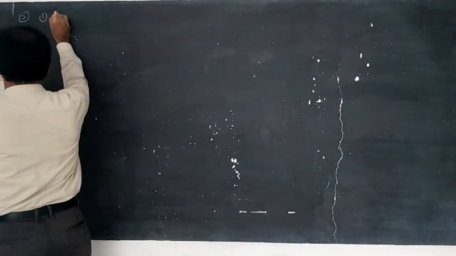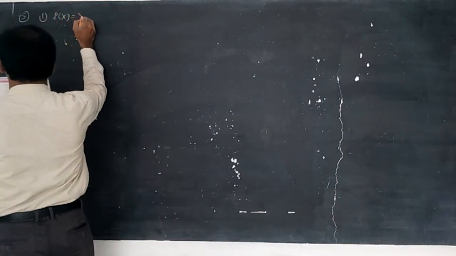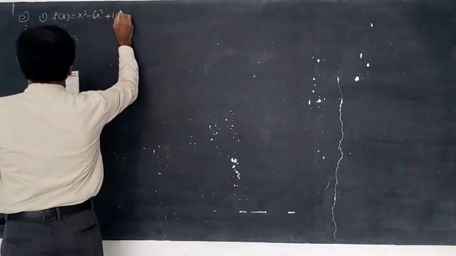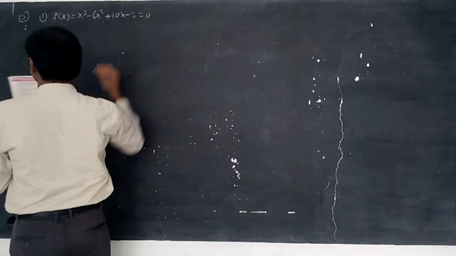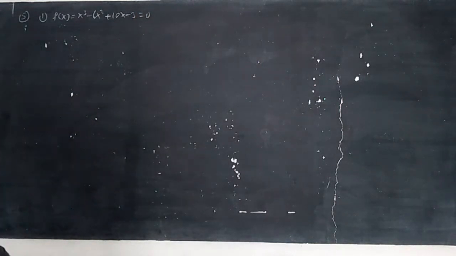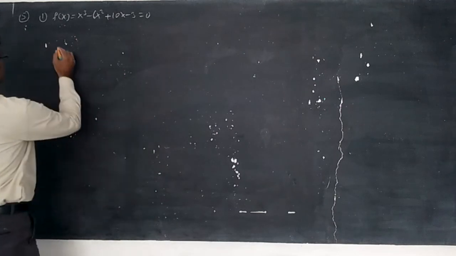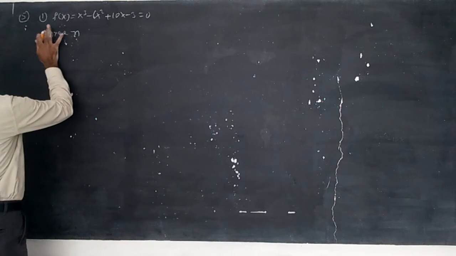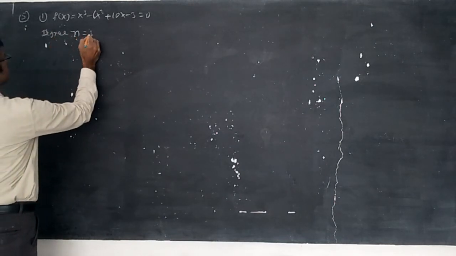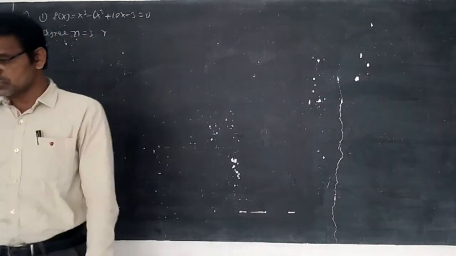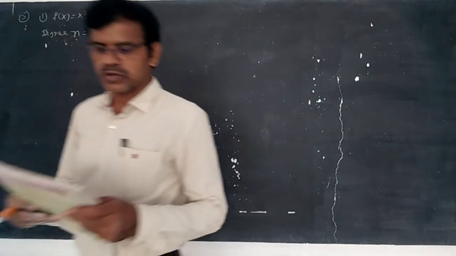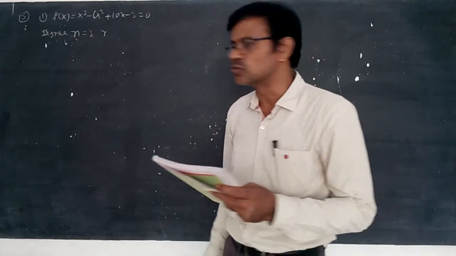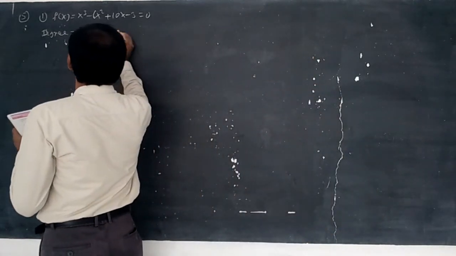Fifth, first one: f of x is equal to x cube minus 6x square plus 10x minus 3 equal to 0. Degree n is equal to 3 here. Read the question. Which term should be the option? Transform the equation in which the coefficient of the second highest power is removed. So r is equal to 2. The second highest power should be the option.